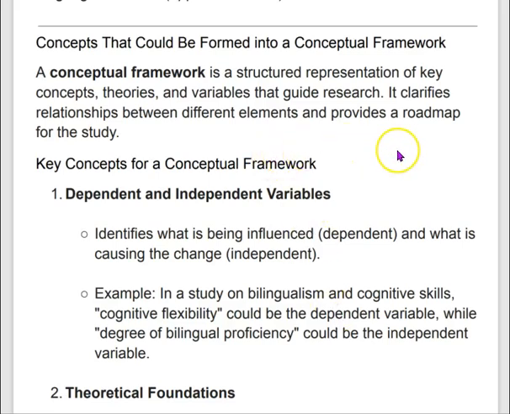It is a structured representation of key concepts, theories and variables that guide the research. It clarifies relationships between different elements and provides a roadmap for the study. So you want to do a research, you want a roadmap like a to-do list. For example, I always take this example, baking a cake. So how do you bake a cake?